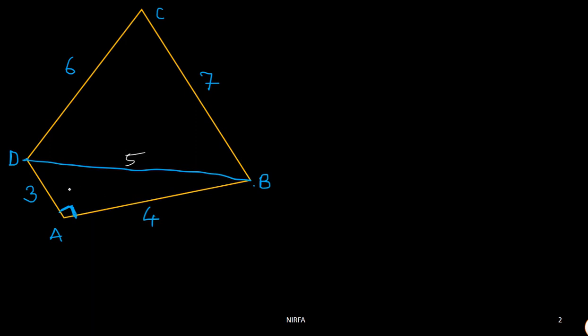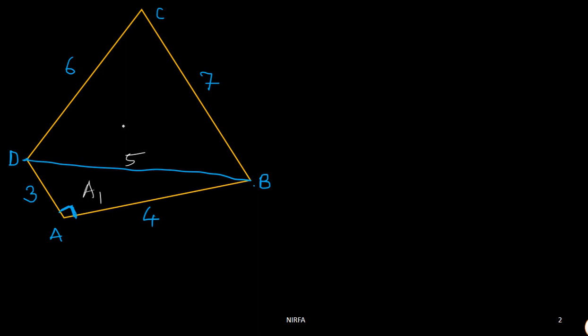Now, how to get the area of this triangle ABD? Since it is a right angle triangle, you have two choices. Either you can use the base height formula here, or you can use Heron's formula. Any one of the formulas you can use, and suppose you calculate the area of this triangle and denote it by A1.